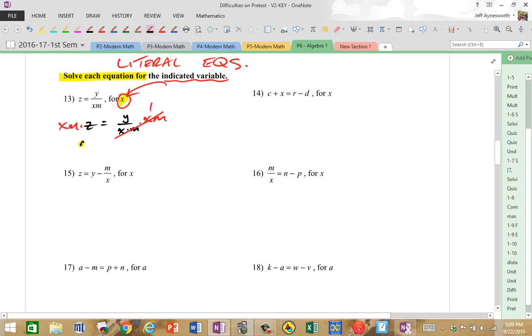So we have x times m times z equals y. And notice that I said times. Everything's being multiplied on the left, which means it calls for division here. So you divide both sides by mz, or m times z, and you get x is equal to y divided by m times z.